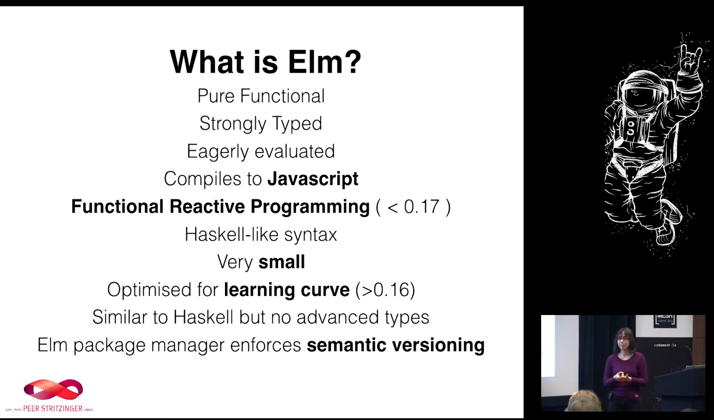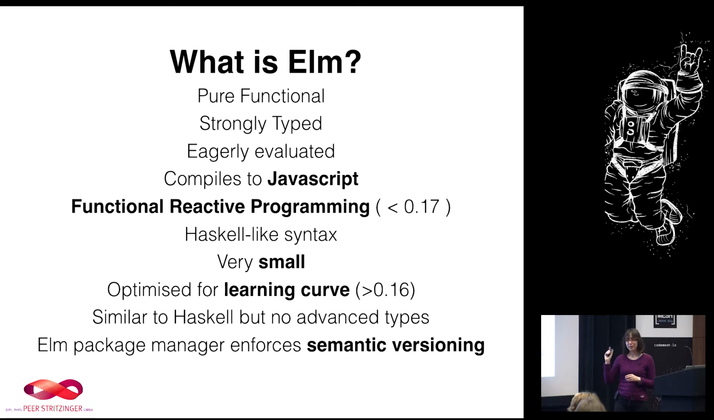So what is Elm? You probably already know this, but I'm going to go through it anyway. It's a purely functional, strongly typed, eagerly evaluated language that compiles to JavaScript. It used to have functional reactive programming. It used to be based around it. And it's also got a syntax that's very Haskell-like, but without the squiggles. So you don't have the dollars, you don't have the starship operators or more strange operators. And it's also a very small language, and they try to keep it small. They're very draconian about it, actually.